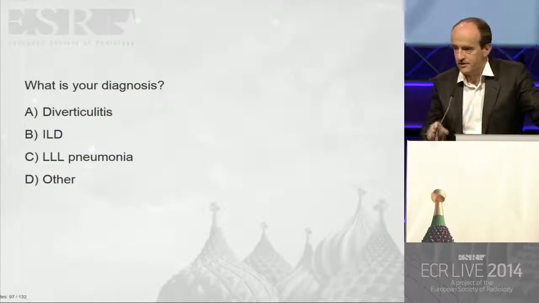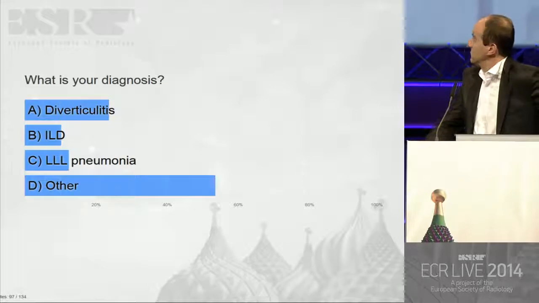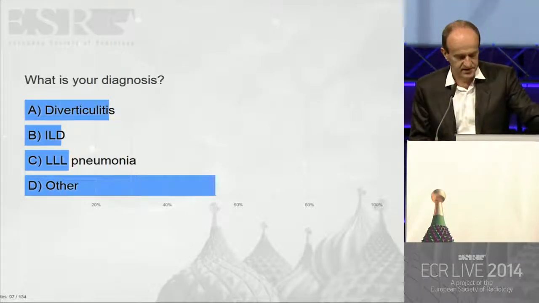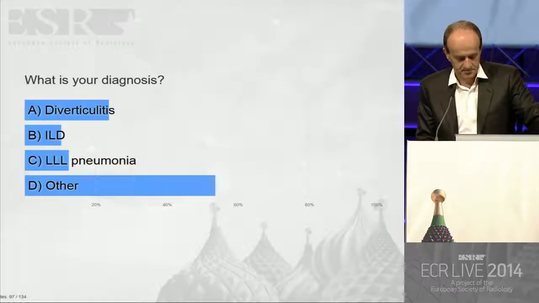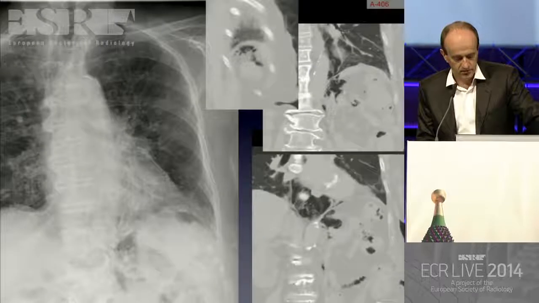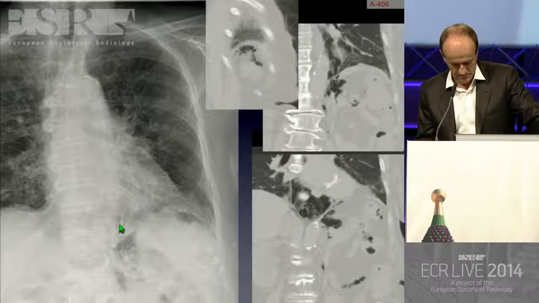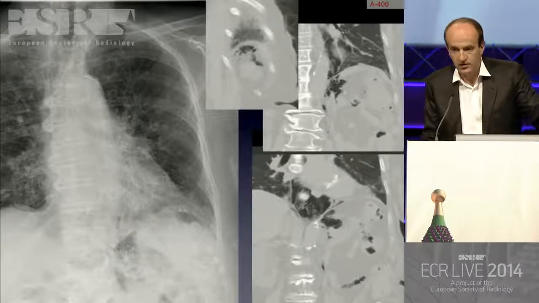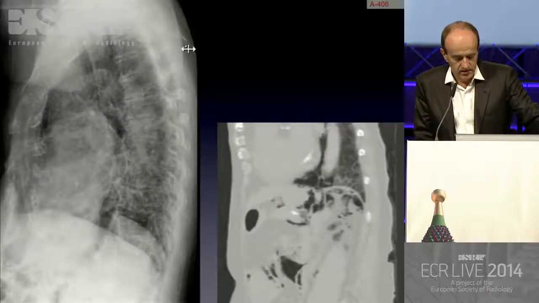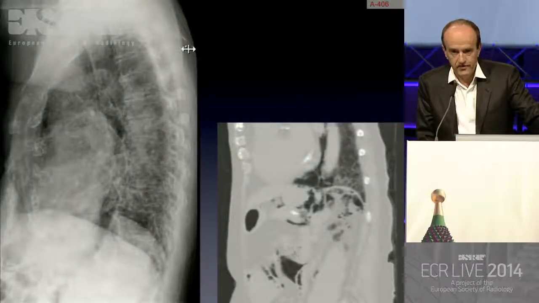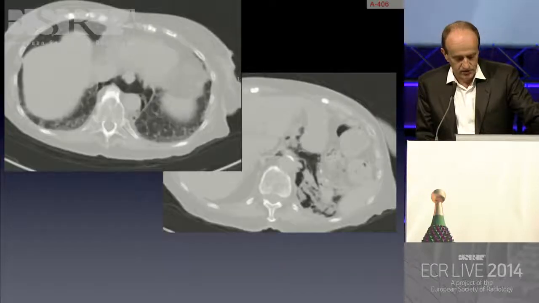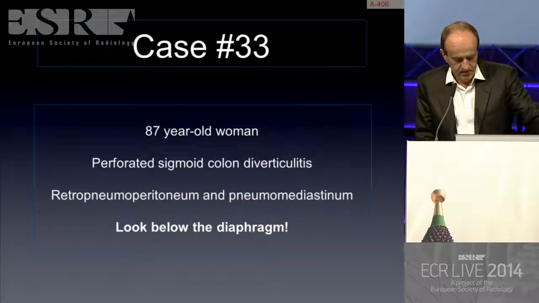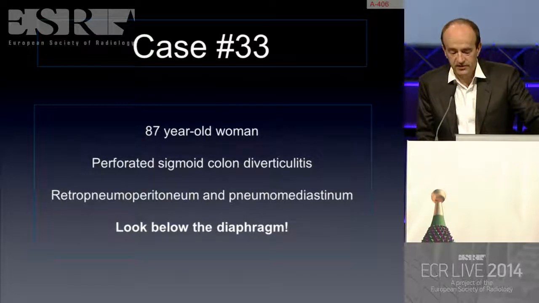Okay, can we see the results? The correct answer is acute diverticulitis. What do we see? We see a pneumomediastinum and air below the diaphragm in the retroperitoneum, explaining all these irregular lucencies. Pneumomediastinum and retropneumoperitoneum are indicative of perforated left colon diverticulitis, which was the case here. So look also below the diaphragm.